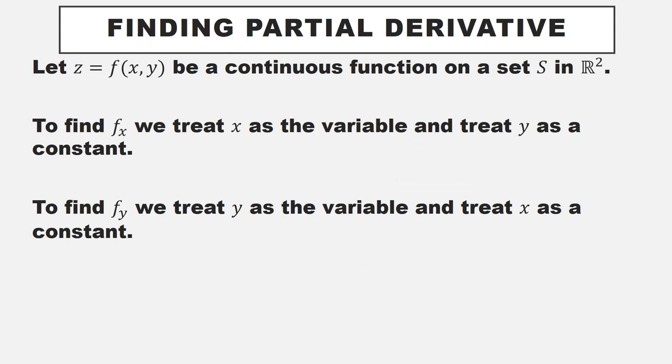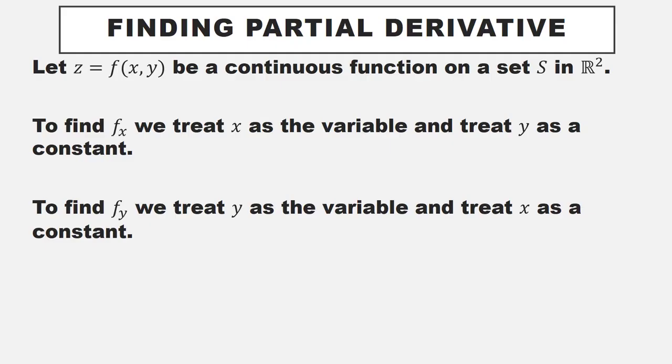If we are trying to find f sub x, what we do is we treat x as a variable and we treat every y that we see as a constant number, just like any other number, whether it be a coefficient or a constant term or whatever. F sub x, we treat x as the variable and y as the constant. In a similar way, if we want to find f sub y, we treat y as the variable, and every time I see an x, I treat it just like any other constant number.